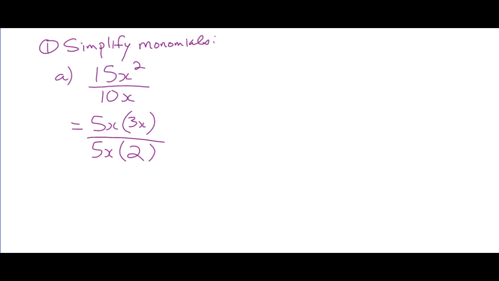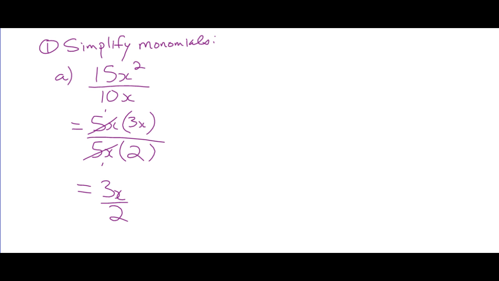And now you notice I have a common factor, right, which is 5x. They both share 5x, so I can cross those off. When I do, I put a 1, right? The term doesn't disappear. It doesn't become 0. It's not like, oh, 5x is gone, there's 0. It's just a 1 there. And we are left with 3x over 2.